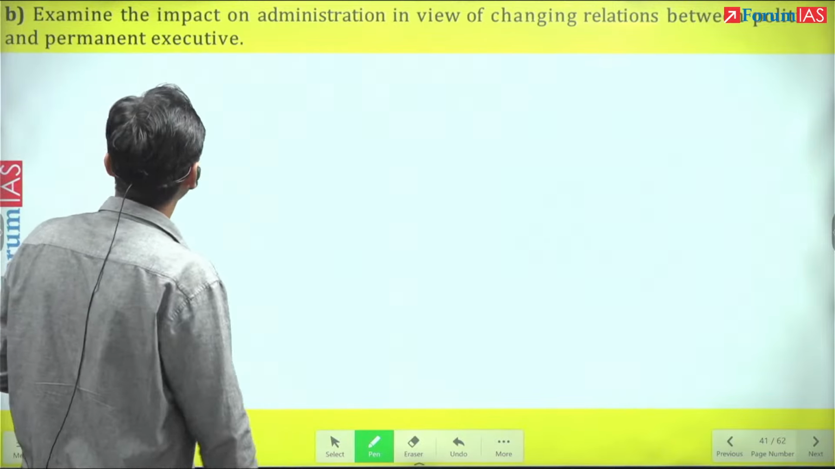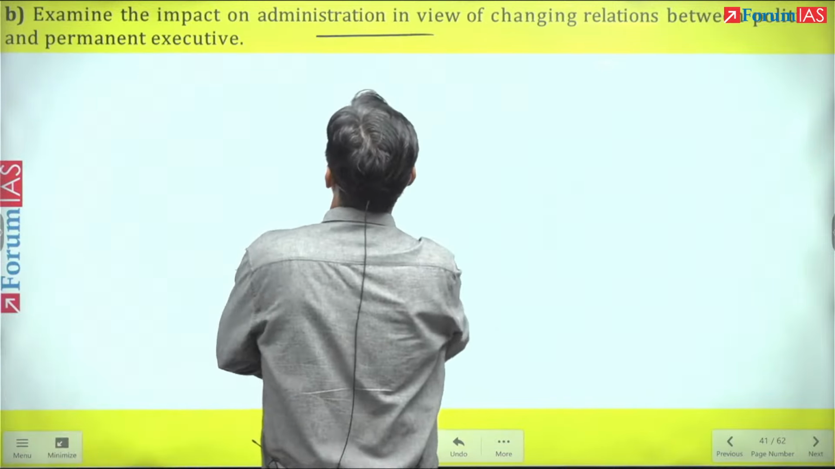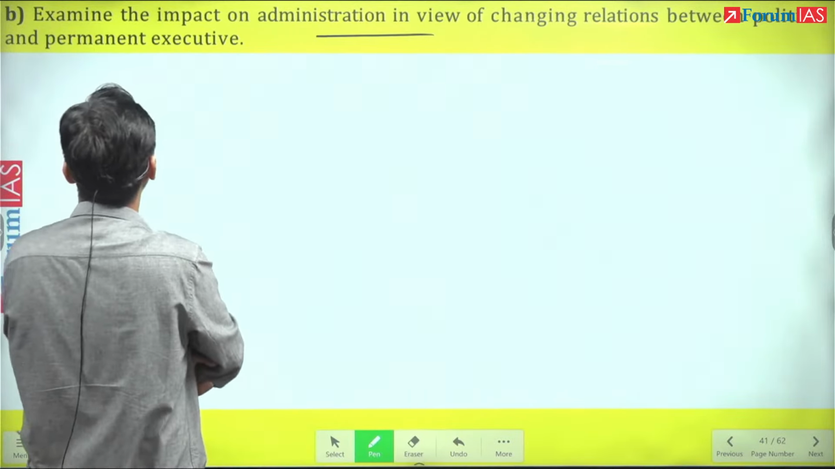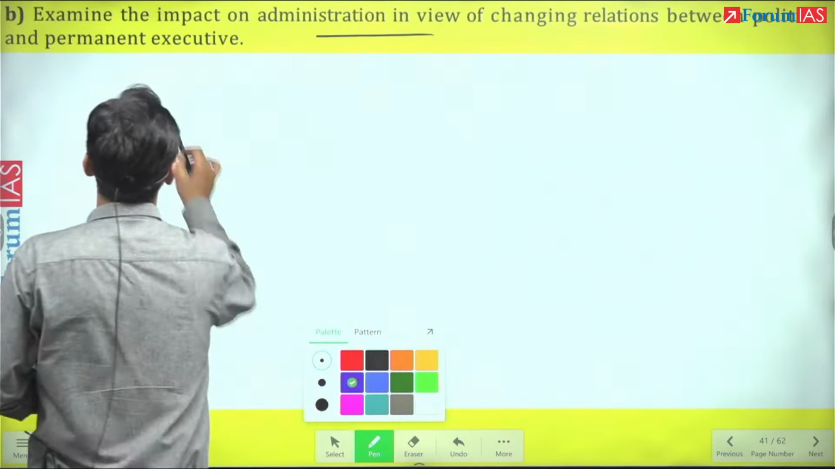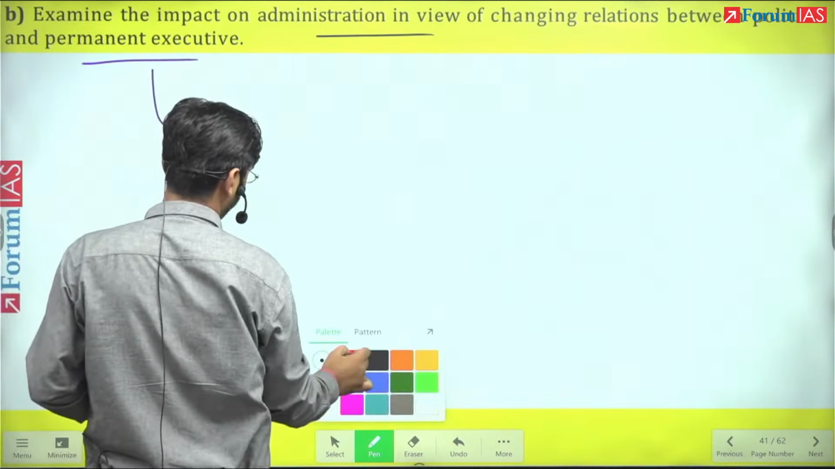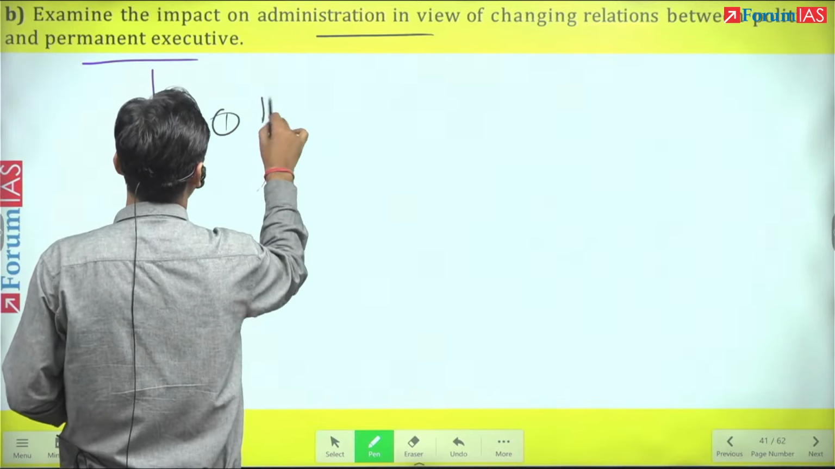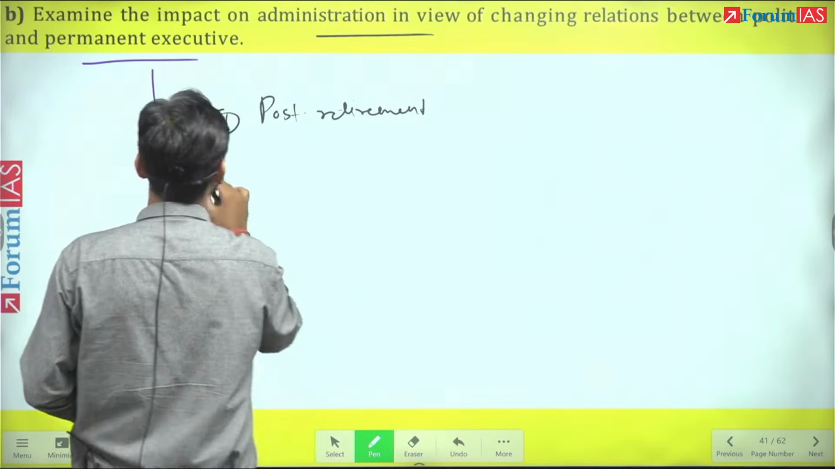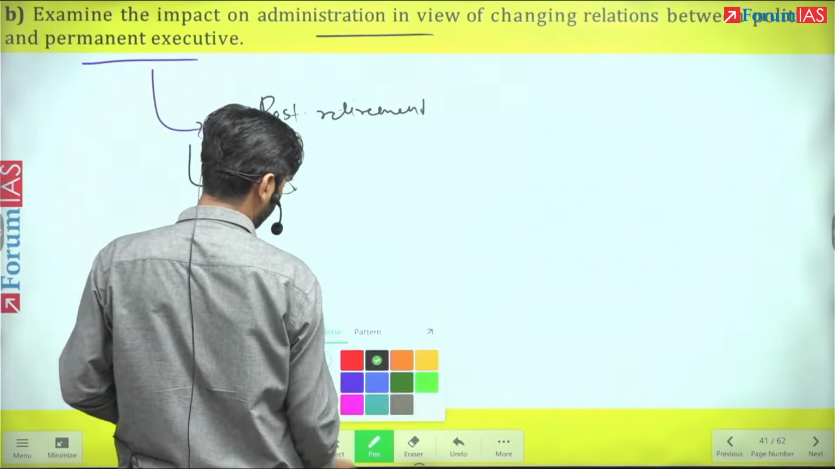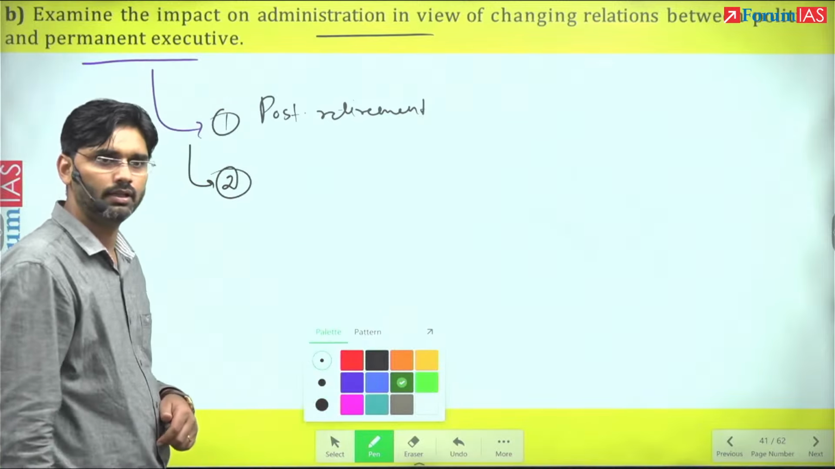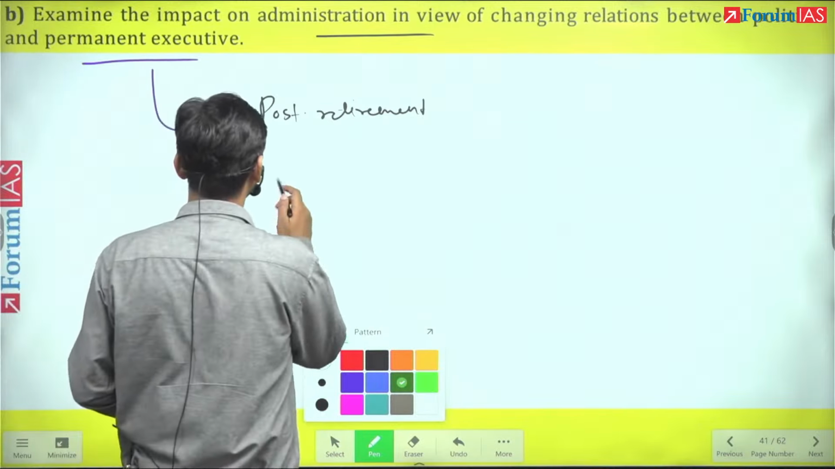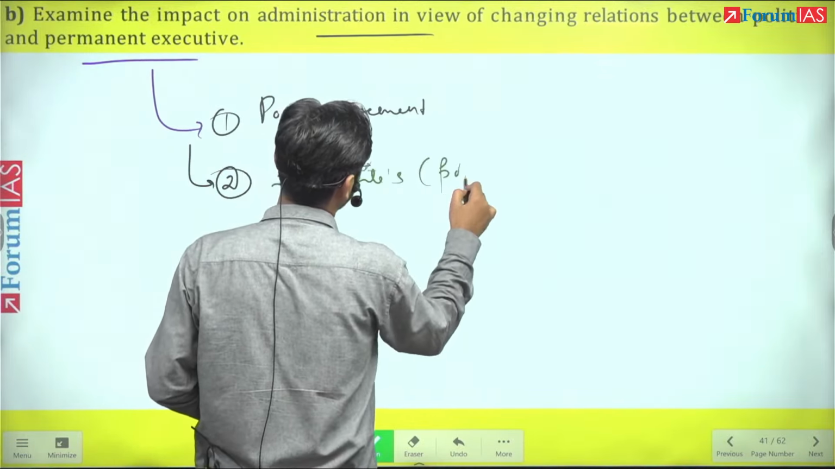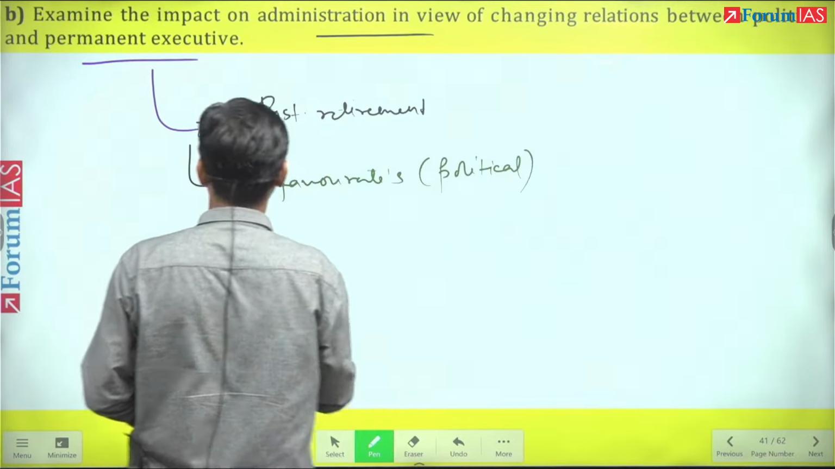Question number 2, examine the impact on administration in view of changing relations between political and permanent executive, right? So we are seeing how the post retirement civil servants are joining the political executive. Then we are seeing how there have been recently rise of political favorites bureaucrats, right?